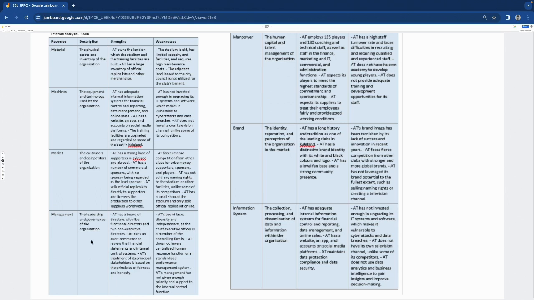This one, just be careful. You can't say they don't have a centralized human resource function or standardized performance management. I think that's all speculative. Saying management is not given enough priority to support internal control is also speculative. You can't say all of that because you don't know anything. So you have to wait for the case study before you can say things like that.